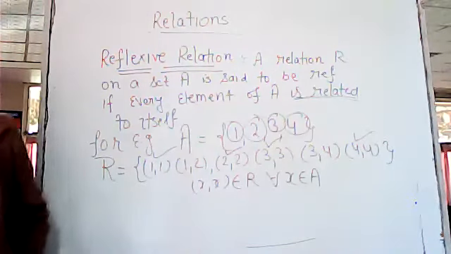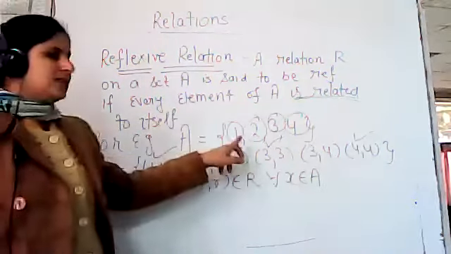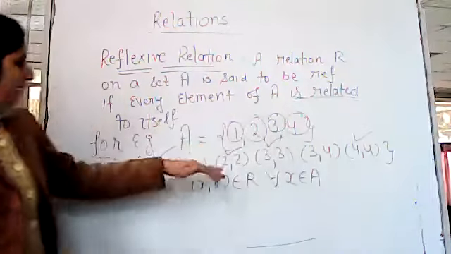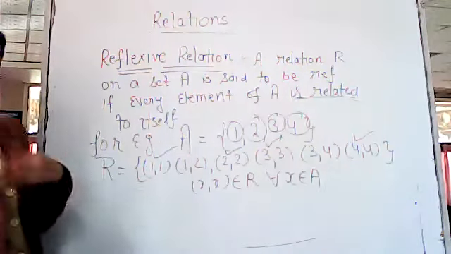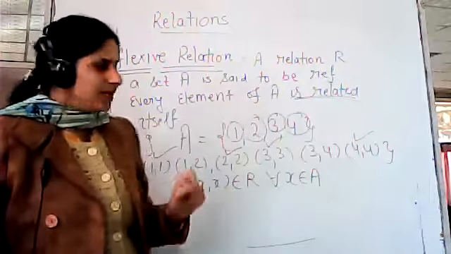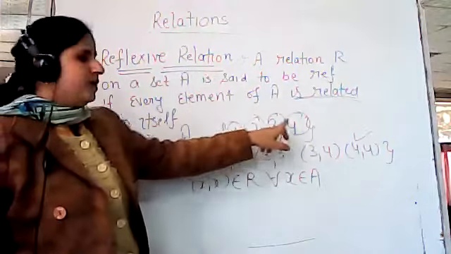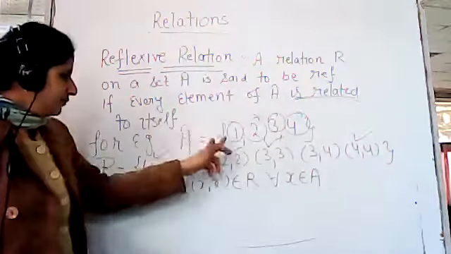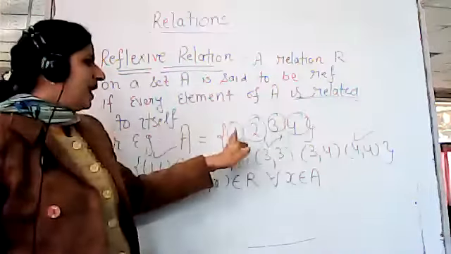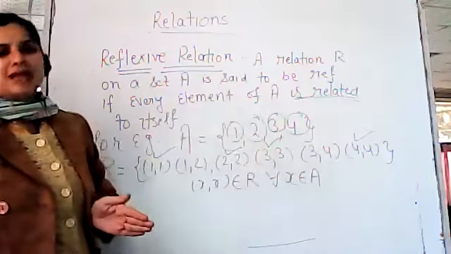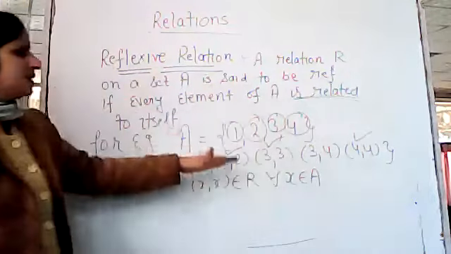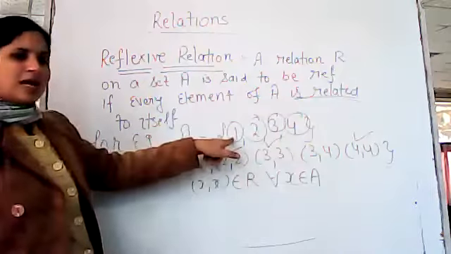Ma'am, please explain the example again. Okay, beta. This is the set A. I have taken a set A which consists of 4 elements, that is 1, 2, 3, and 4. And I have defined this relation. Now I want to check whether this relation is reflexive or not. You will take all the elements of this set one by one, and if there exists a relation between the same element, that is, every element of set A is related to itself, then you can say this is a reflexive relation. For example, first element is 1.